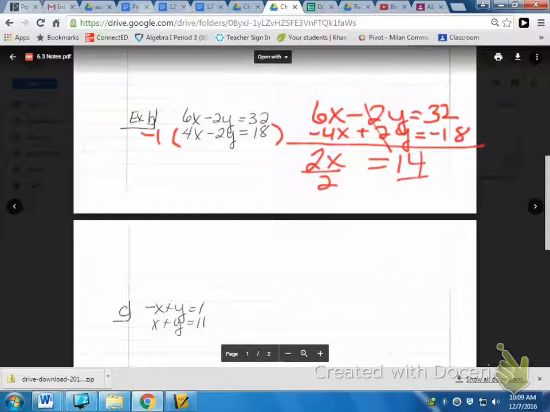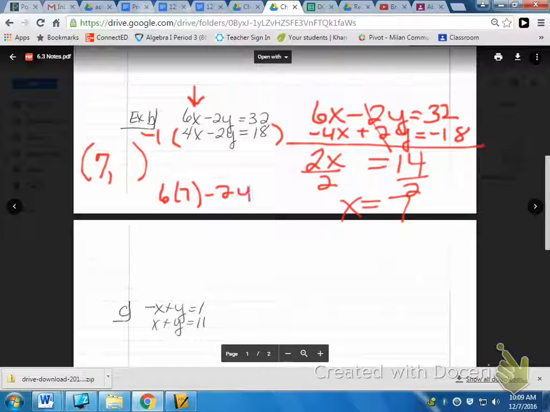Divide by 2, x is 7. So I have half of my solution done. It's 7 something. Now I would definitely go back to one of my original equations. Let's go to that one on top. 6 times 7 minus 2y equals 32. It really doesn't matter which one you use. You're going to get the same exact answer either way.